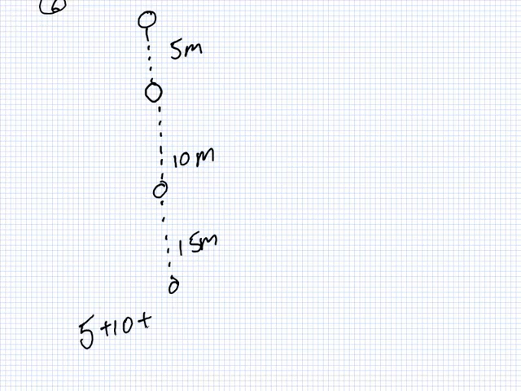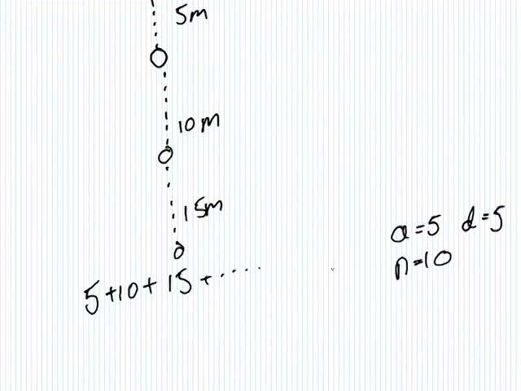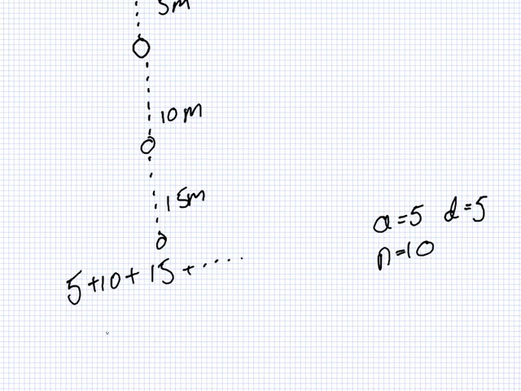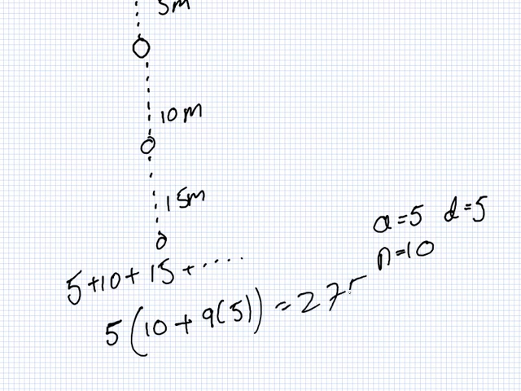5 plus 10 plus 15. We know it's 10 seconds, so there's 10 of these. And we know the A is 5, and we know the D is 5 as well. So in total here we'll get N over 2 times (2A plus (N minus 1) times D). So what's that? That's 5 times (5 plus 9 times 5), 275, isn't it? Yes, 275 meters is the answer then.